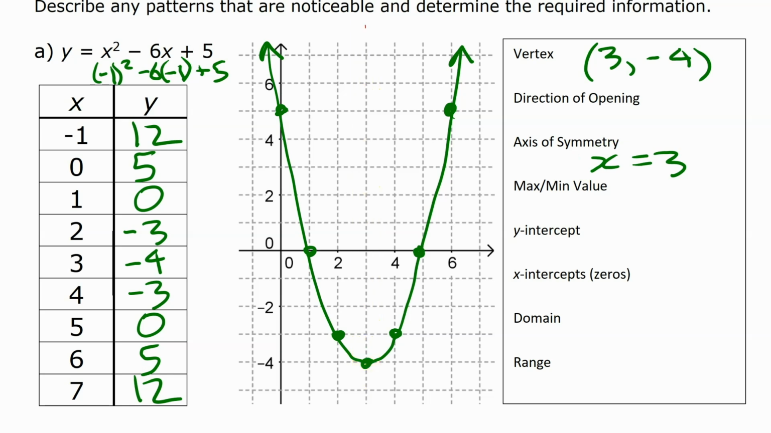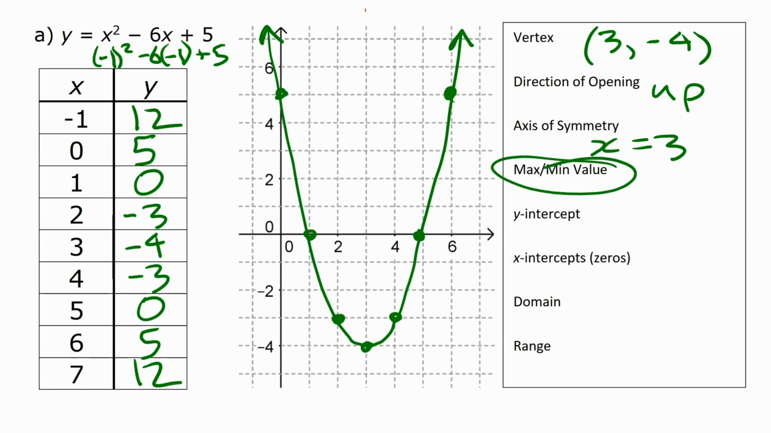And something I skipped there was the direction of opening. Well, this curve opens up. The open side of it, the inside of it, is up. It's like a bowl that's upright. You're going to see sometimes that it's upside down and it opens down. So we can just say that it opens up.